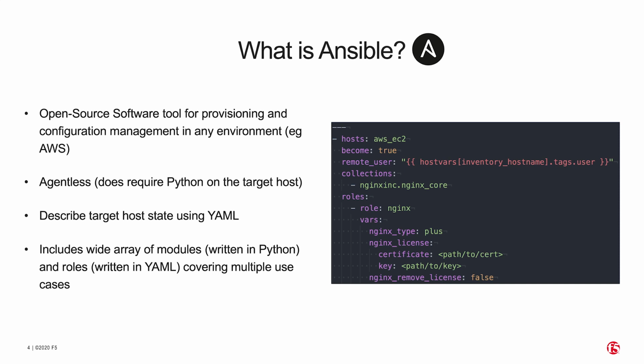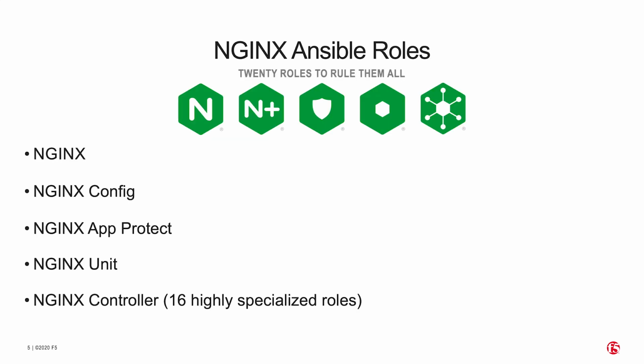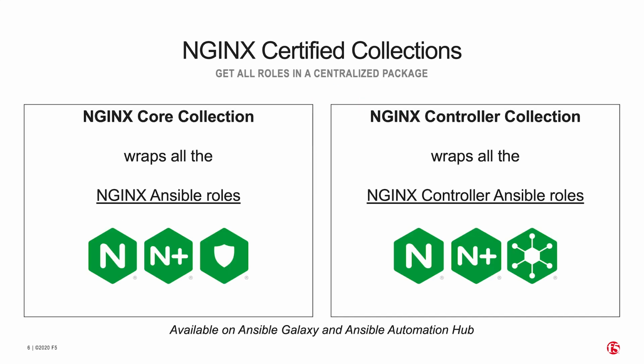Okay, so let's say I have X number of instances on AWS, and I want to deploy NGINX on them using Ansible. How can I do that? Well, you can use an NGINX role. Here at NGINX, we have 20 Ansible roles and counting. We have a role to install NGINX, a role to configure NGINX, a role to install and configure NGINX App Protect, a role to install NGINX Unit, and then we have 16 roles that accomplish various functionalities found in NGINX Controller. In turn, we have two collections.